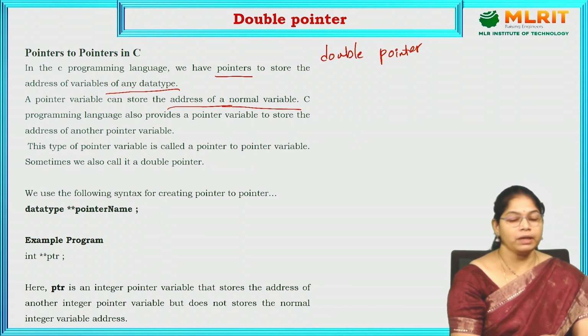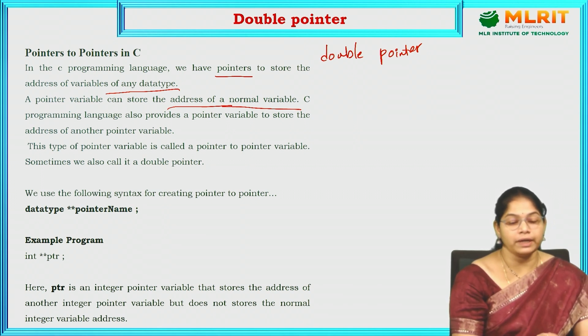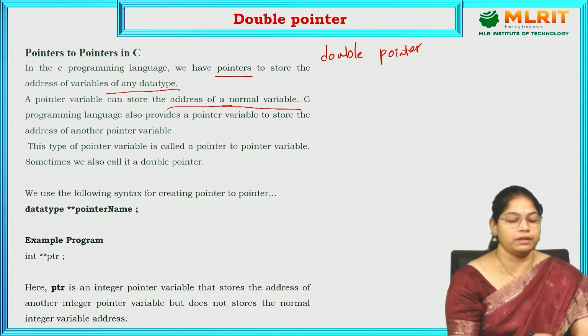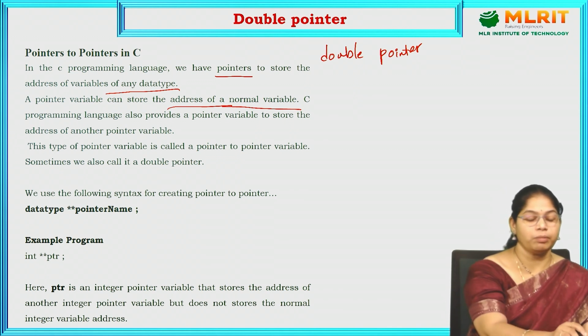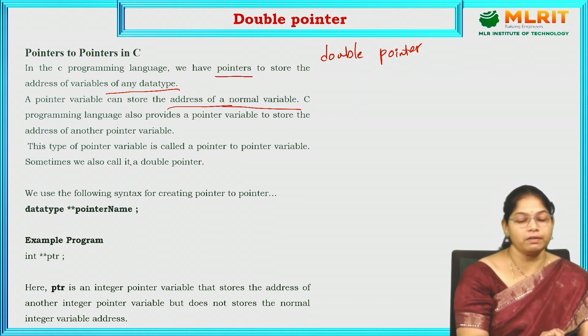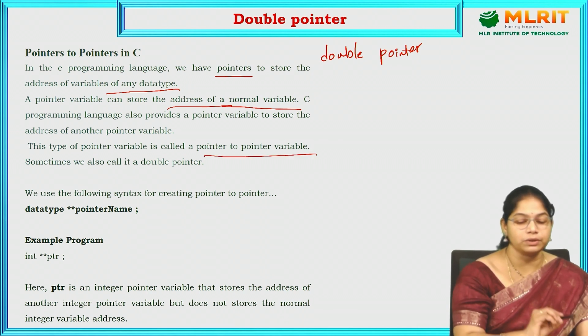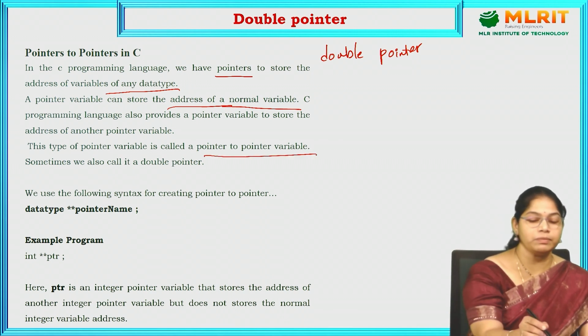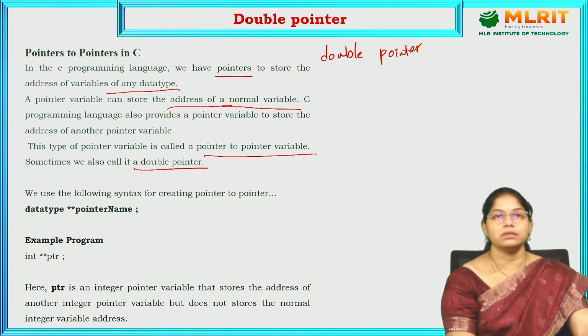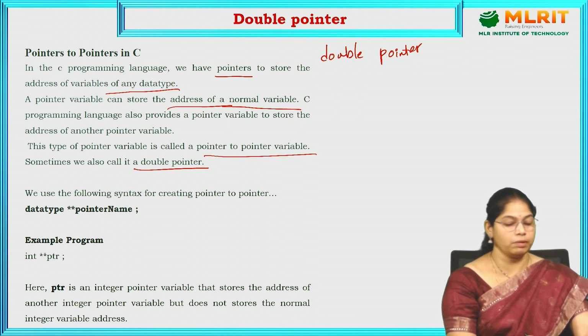The C programming language also provides a pointer variable to store the address of another pointer variable. This type of pointer variable is called a pointer to pointer variable. Sometimes we call it a double pointer. So pointer to pointer is also known as a double pointer.